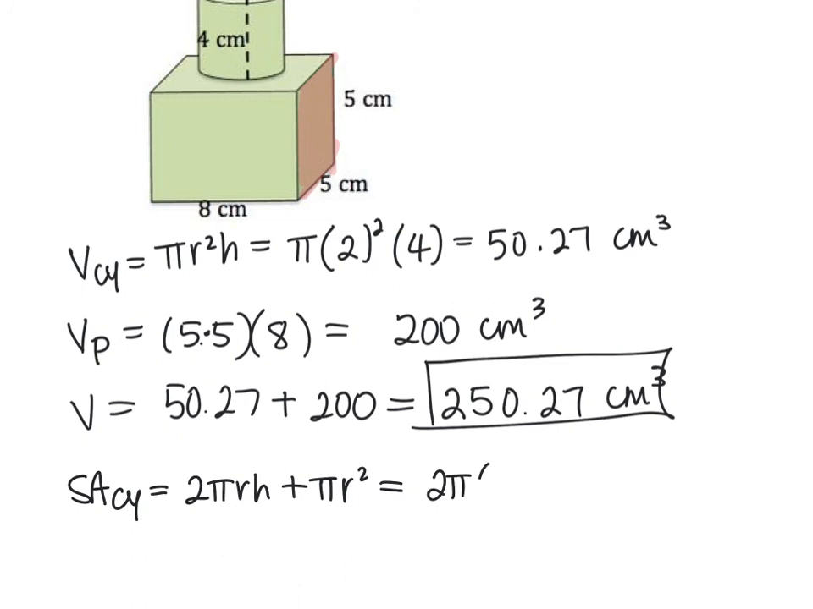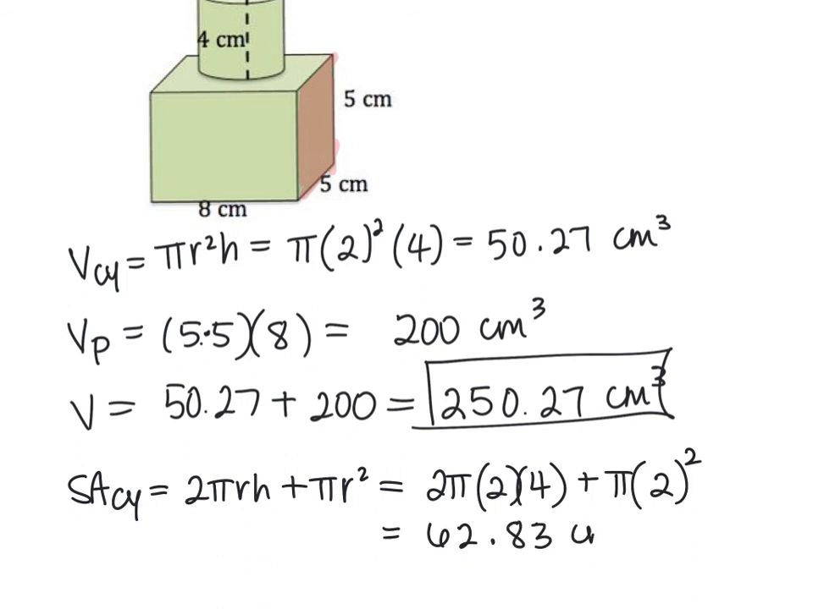So we're going to have 2 pi times our radius 2 times our height 4 plus pi times 2 squared. So 2 times pi and then 2 times 4 is 8 plus pi times 2 squared is 4. We're going to get 62.83 centimeters squared.